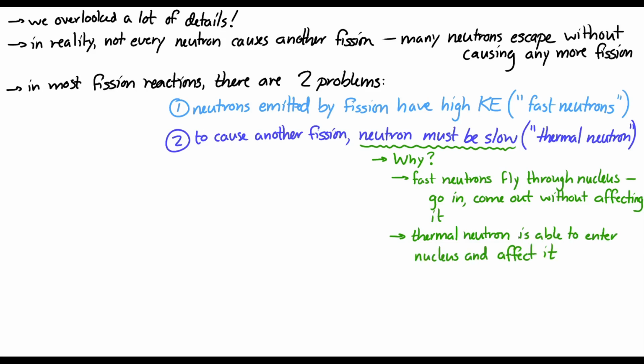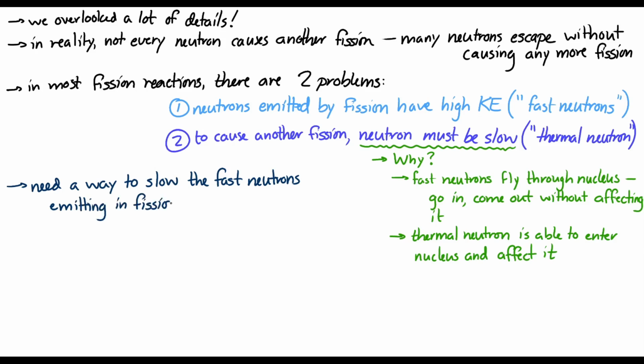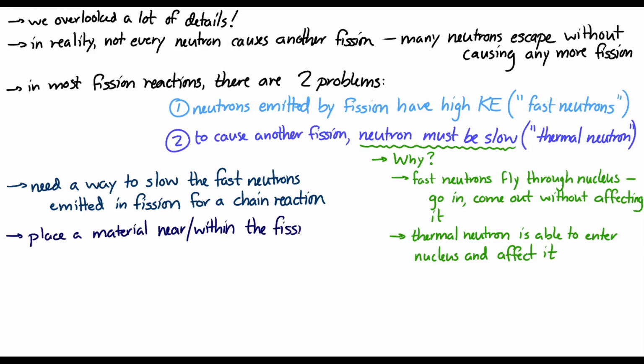So to get more fission reactions, we need a way to slow down the neutrons which have been emitted in the fission reactions. So when attempting to cause a chain reaction to happen, often we introduce a material near or within the material undergoing fission, which can slow down the neutrons. This kind of a material is called a moderator.